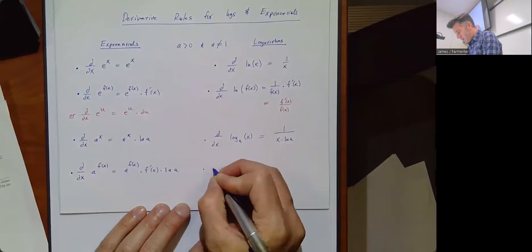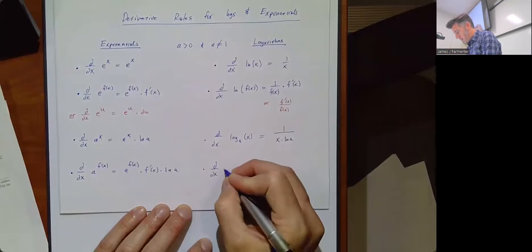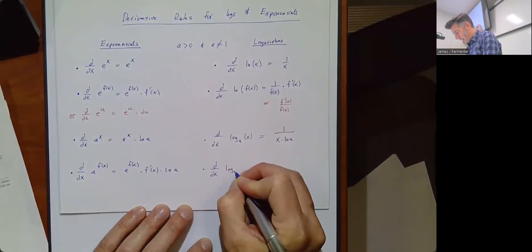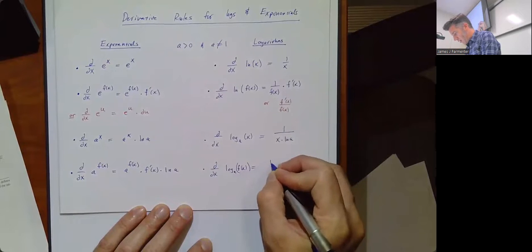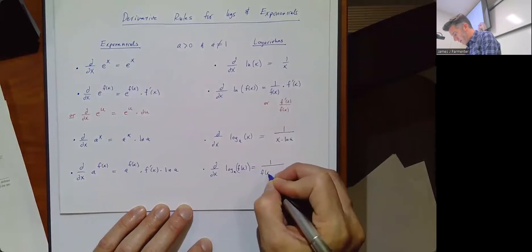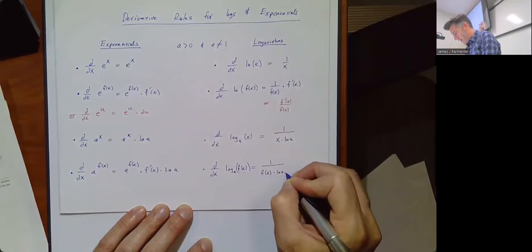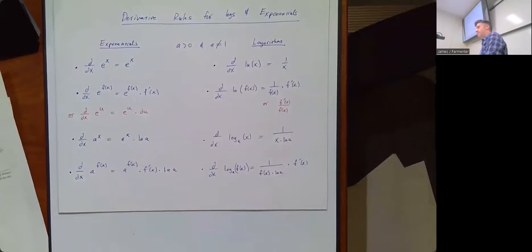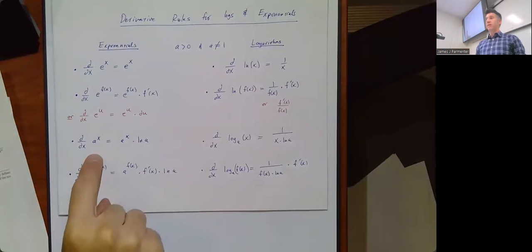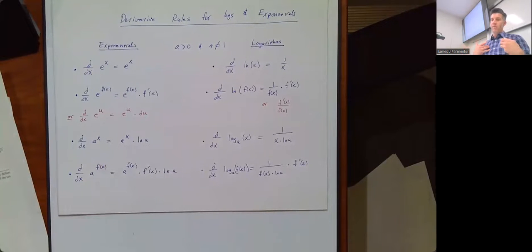And the derivative of log base a of some stuff is 1 over your stuff times natural log of a times the derivative of your stuff. So when your logarithm has a different base, you end up dividing by the natural log of that base. When your exponential has a different base, you end up multiplying by the natural log of that base.